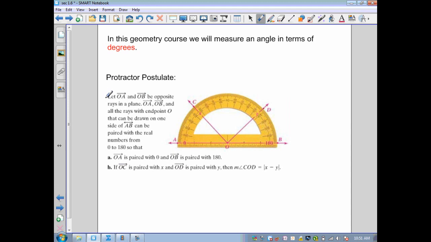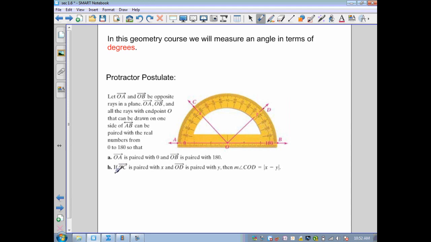Let's read through. We want to let ray OA, which is located here on the protractor, and ray OB be opposite rays. Therefore, that means we know that O is between A and B, and they are collinear. Also, we know that ray OA and ray OB and all the rays with endpoints at point O that can be drawn on one side of the line AB, are paired with the real number line from 0 to 180, in such a way that OA is paired with 0 and OB is paired with 180.